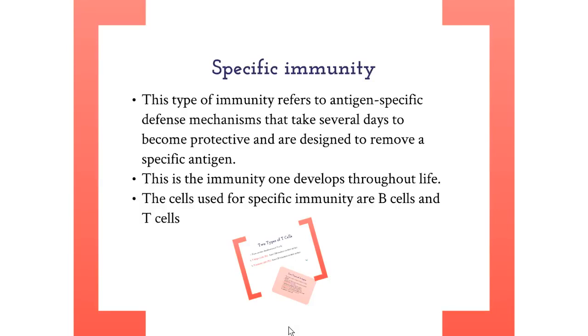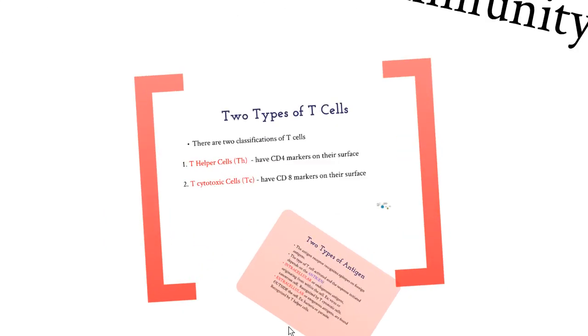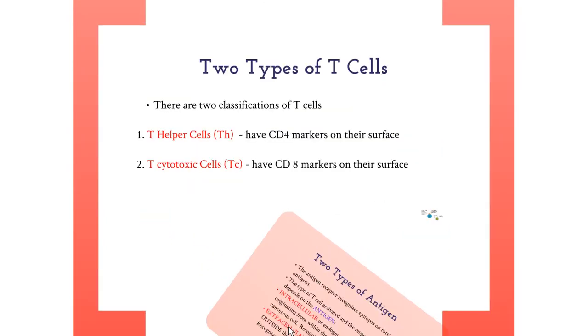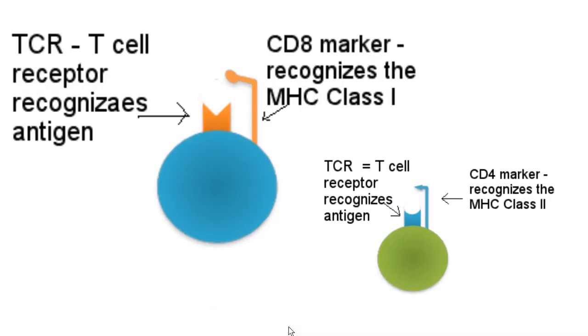In this video, we will review the two types of T cells, T helper and T cytotoxic cells. Each type of T cell plays a unique role in the immune response and can be distinguished from the other by their surface markers. All T cells have two distinct proteins on their surfaces. The first one is the TCR, the T cell receptor, and is the antigen receptor. Each T cell has a unique TCR.